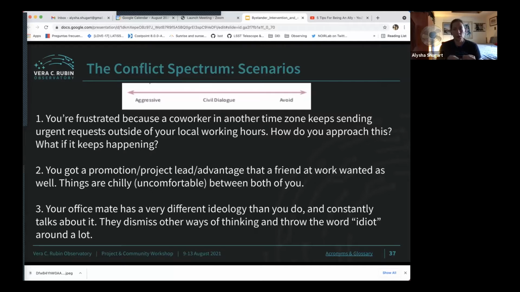And so on this conflict spectrum, the aggressive way of dealing with it is kind of like a direct confrontation, right? You might have a verbal argument with that person. And then as the spectrum slides to the right, you get more into the civil dialogue where you try to bring it up respectfully, where you try to give them space to express their feelings and their perceptions of the situation. But then the scale slides further to the right and you get into the avoidance category where you just don't do anything about the problem. So if you have a specific scenario that you want to address, just put the number next to it and maybe reply about how you think you'd deal with it.